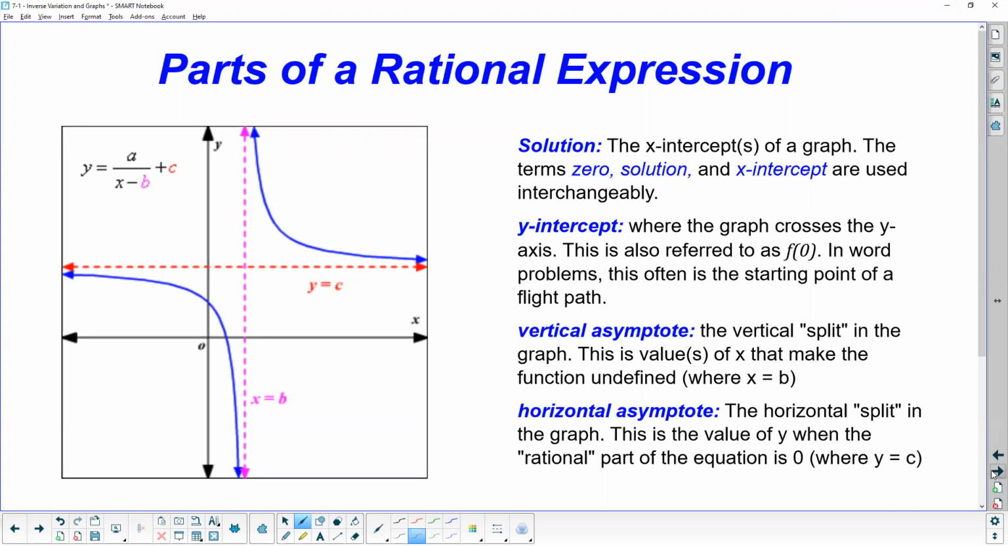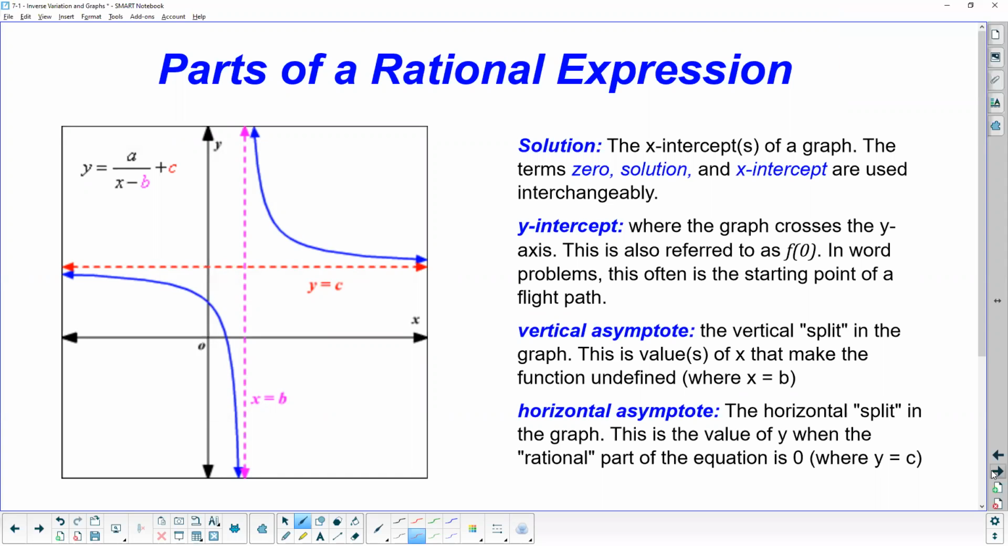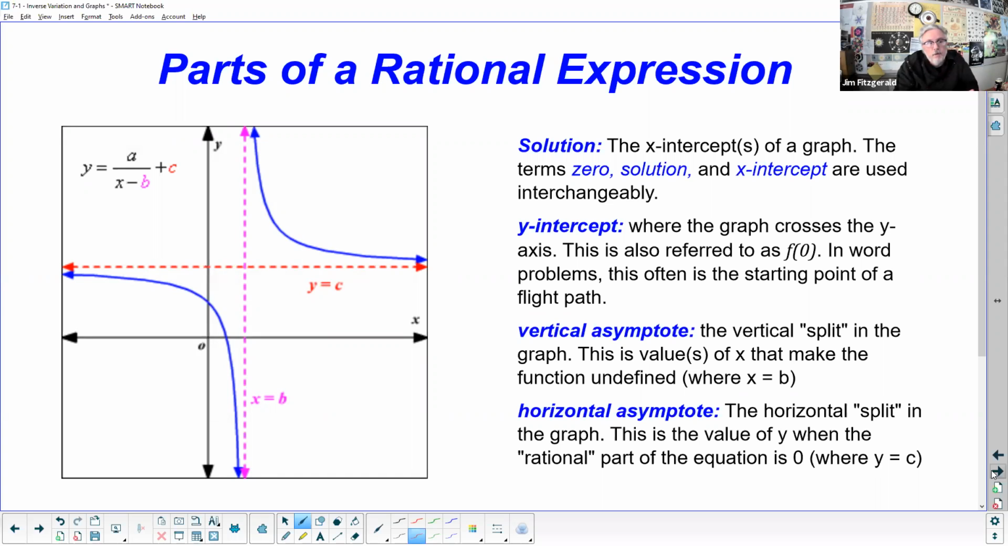This is kind of what we were playing with yesterday. We were looking at the graphs of these. How do these things work? What controls what? What happens when I change A? What happens if I make A negative or positive? What happens if I change that B value? What happens if I change that x minus B to x minus B squared? What does that do to the shape of that? What if I change the C value?